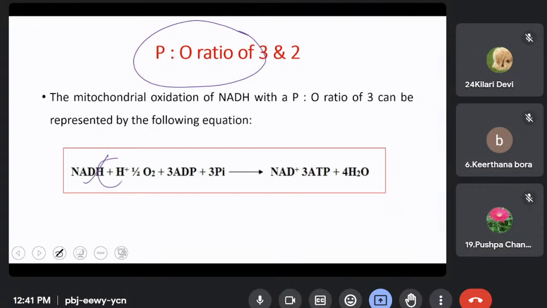NADH releases hydrogen ions and gets oxidized, and this transfers them to oxygen so that water is formed. During this, inorganic phosphate is transferred to adenosine diphosphate. How many? Three inorganic phosphate molecules are added to three adenosine diphosphate molecules so that 3 ATP are generated. Thus, the P/O ratio with respect to NADH is said to be 3.